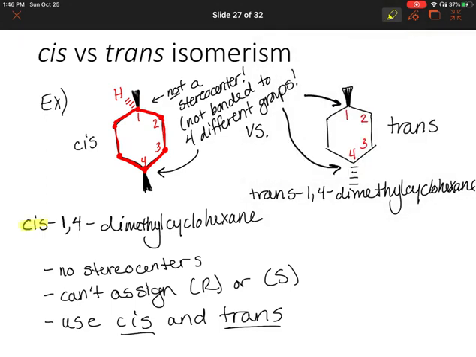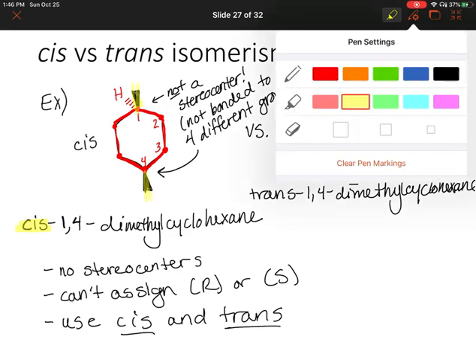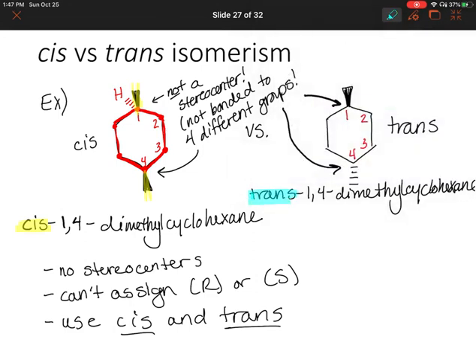So again, cis means that your substituents are on the same side, and let's see, I'll use blue for trans. That means that your groups are on opposite sides. All right.